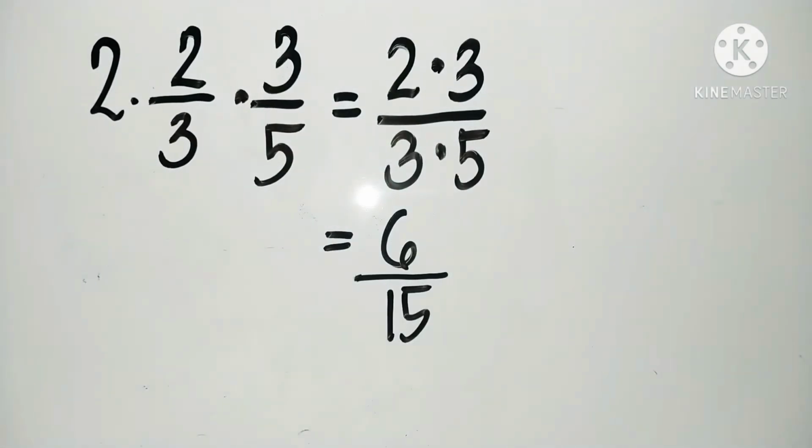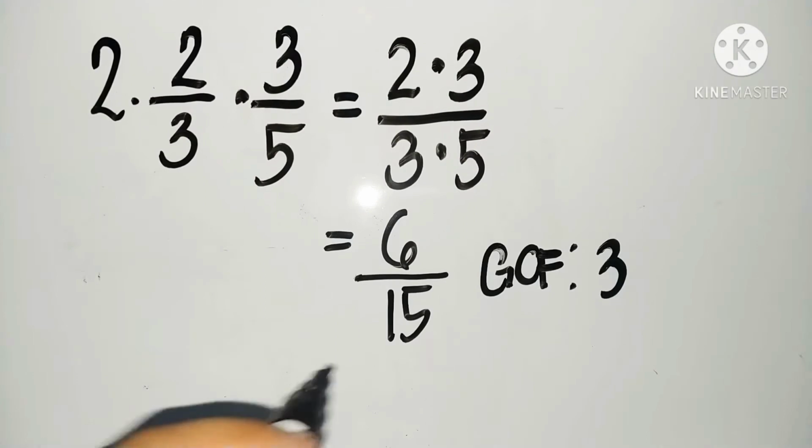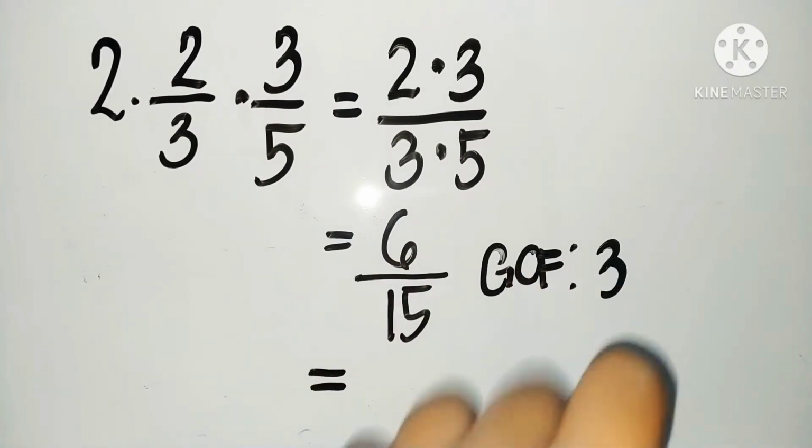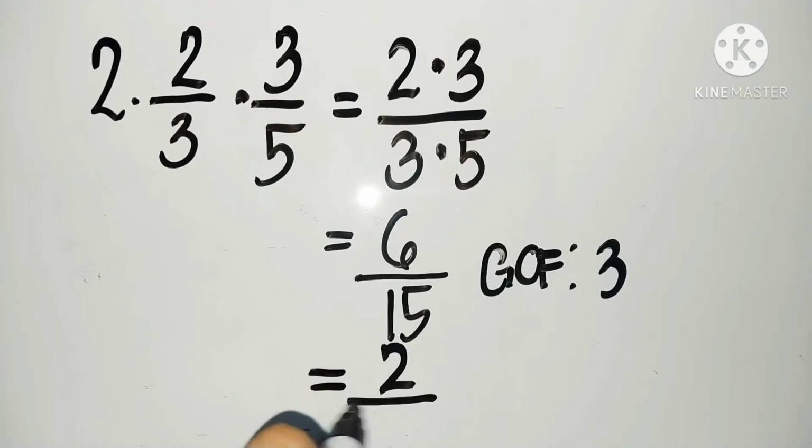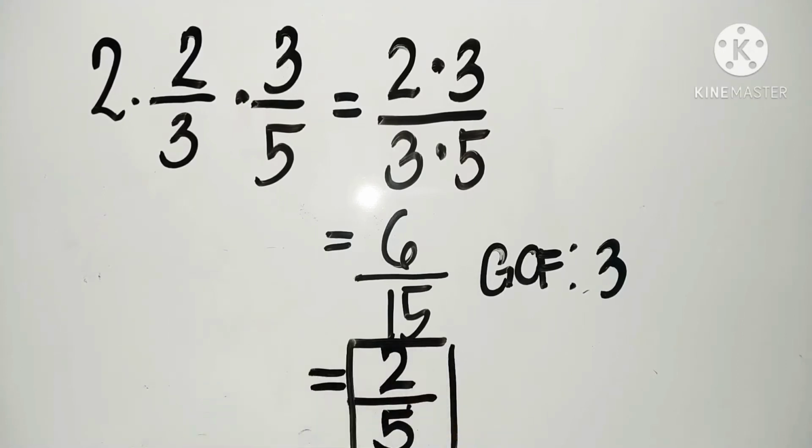So, kung mapapansin nyo, 6 and 15, meron silang common factor. Ano ang common factor ng 6 and 15? Yun ay 3. So, magiging 6 divided by 3 is 2. 15 divided by 3 is 5. So, ibig sabihin, ang final answer dapat ay 2/5. Tandaan nyo po, ang tatanggapin nating sagot ay yung nasa simplest form.